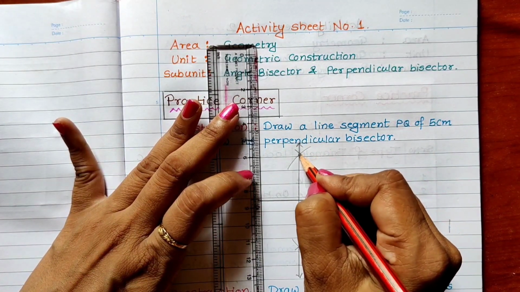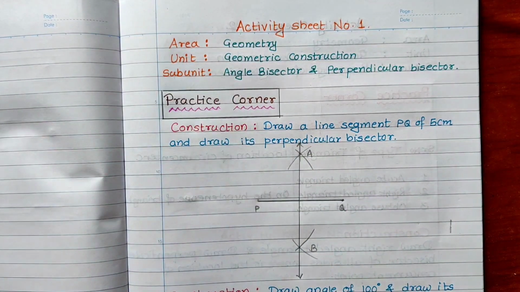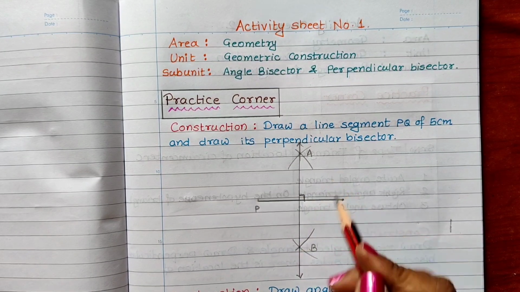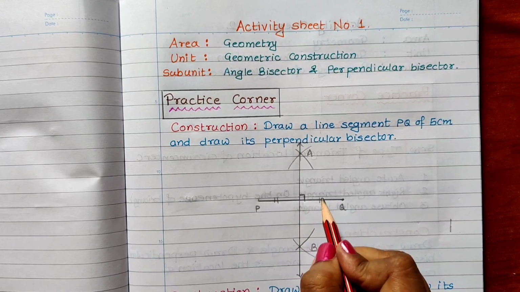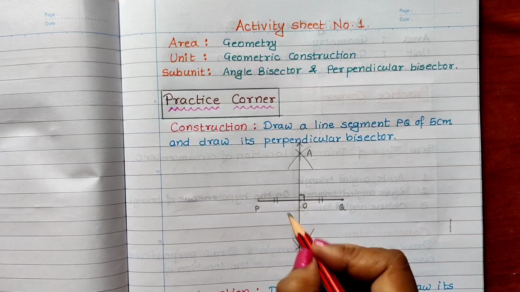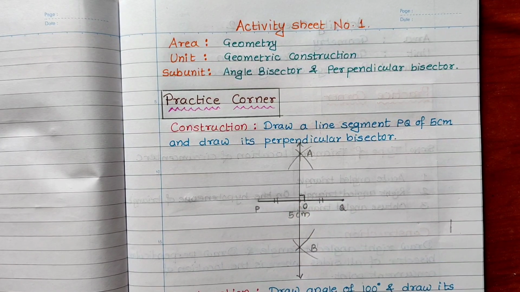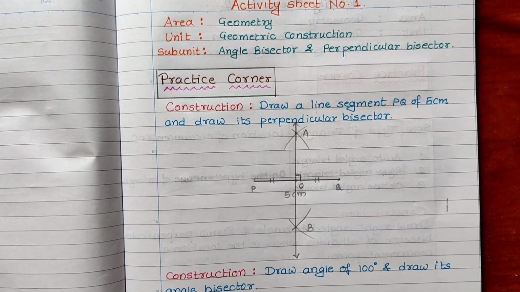These points you can give any name, A, B. As it is perpendicular, put the symbol of 90 degrees. Bisector means 2 equal parts. You can give any name to this point. The point is O, and this is the 5 cm long segment PQ. In this way you have to draw this first construction or first activity.